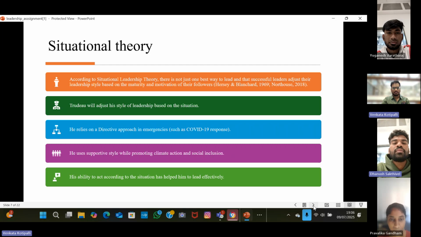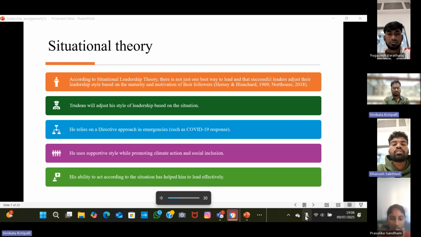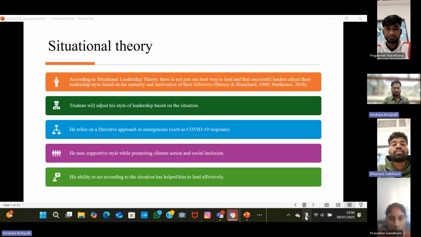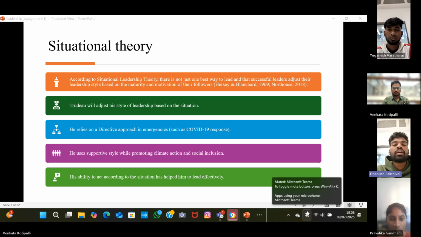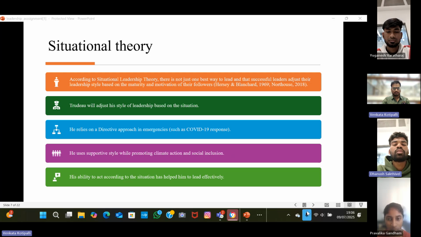Thank you, Pravalika. The slide is named situational theory. In this slide, there are five key points. According to situational leadership theory, there is not just one best way to lead, and successful leaders adjust their leadership style based on the maturity and motivations of their followers. As well, Trudeau adjusts his style of leadership based on the situation. He relied on a directive approach in the emergency of COVID-19 responses. Following that, he uses a supportive style while promoting climate action and social inclusion. Lastly, his ability to act according to the situation has helped him to lead efficiently.